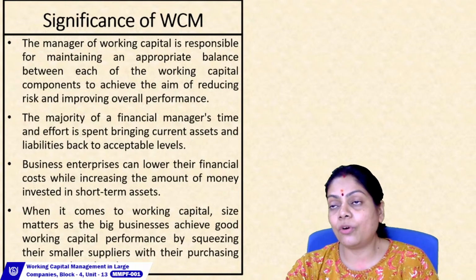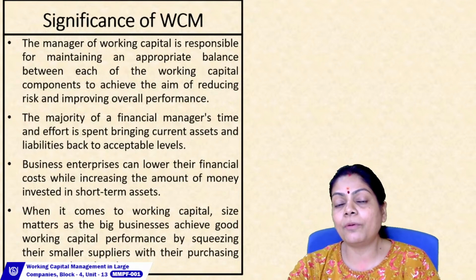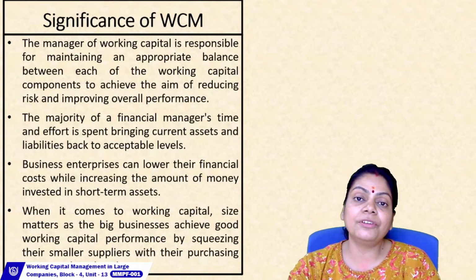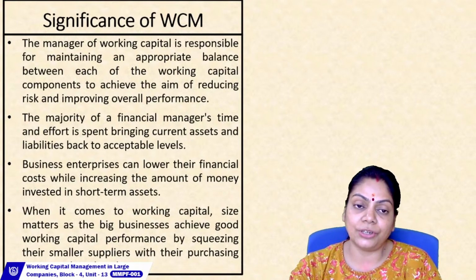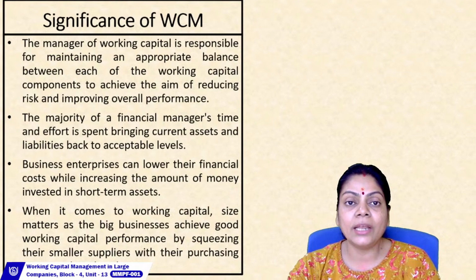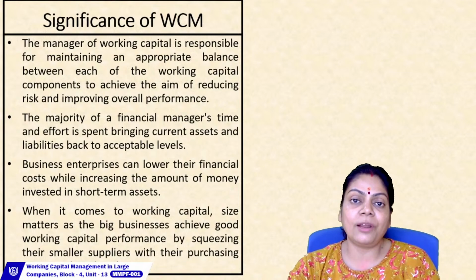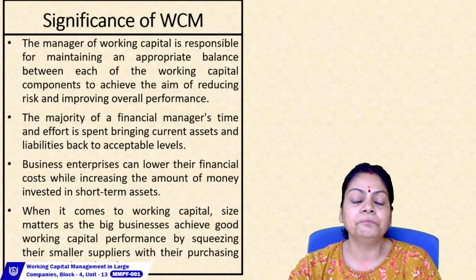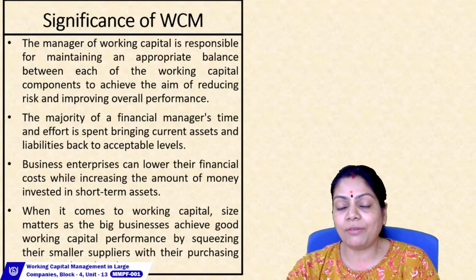And suppose the cost of the raw material per unit is 100 rupees, then 3,500 into 100 is 3,50,000 rupees lying idle with your organization at any point of time. This money could be used elsewhere to give you more operational efficiency and more revenue. That is one thing if you have overstocking.